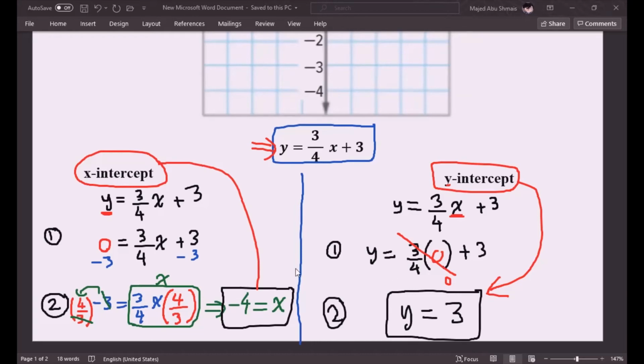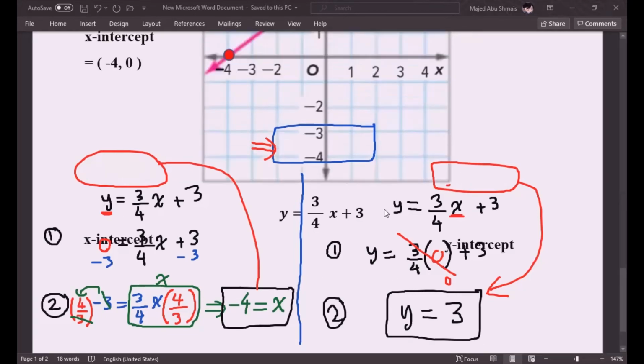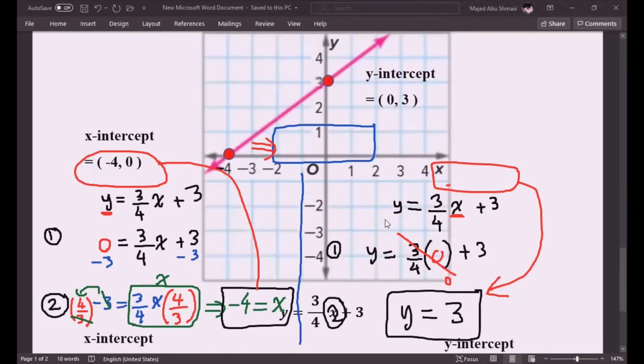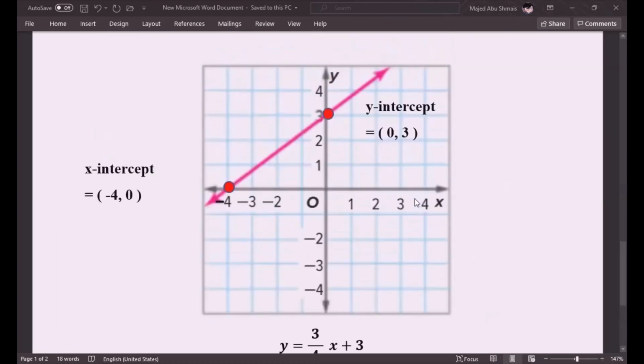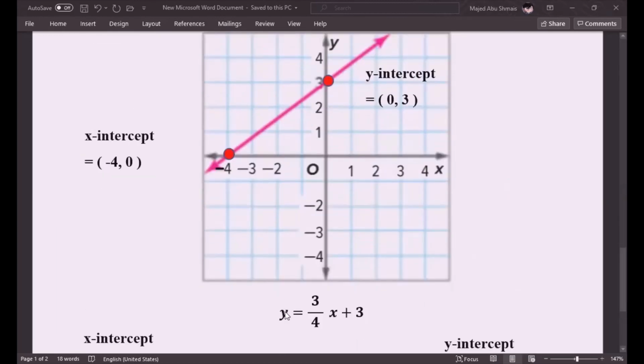And if you notice, this is the equation that represents this line here. So this line has an x-intercept of negative 4, which we have calculated, and a y-intercept of 3, which we have calculated from the equation. So we did it in both ways, from the figure and from the equation directly. So we can conclude that this line is represented by this equation here. It is the same.